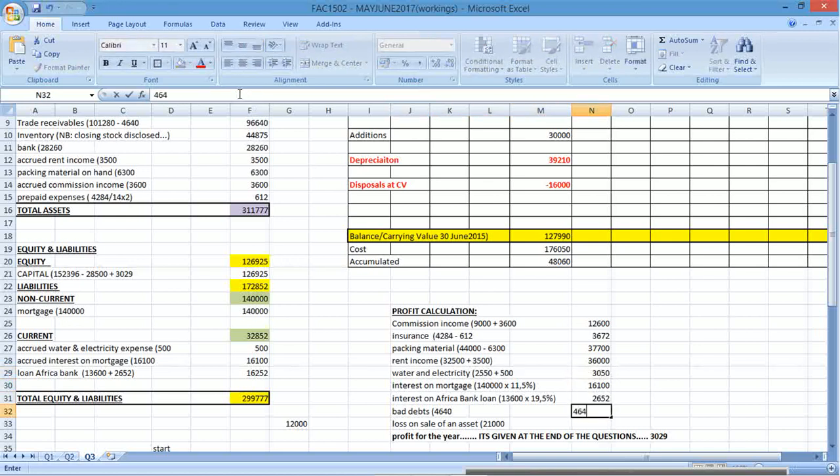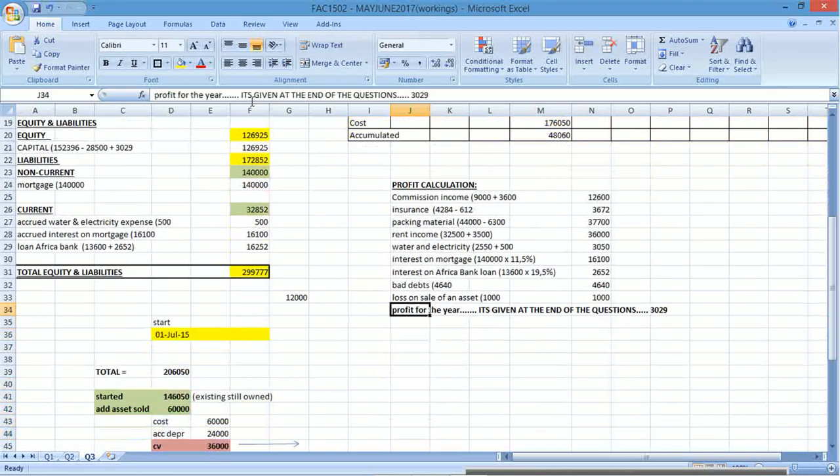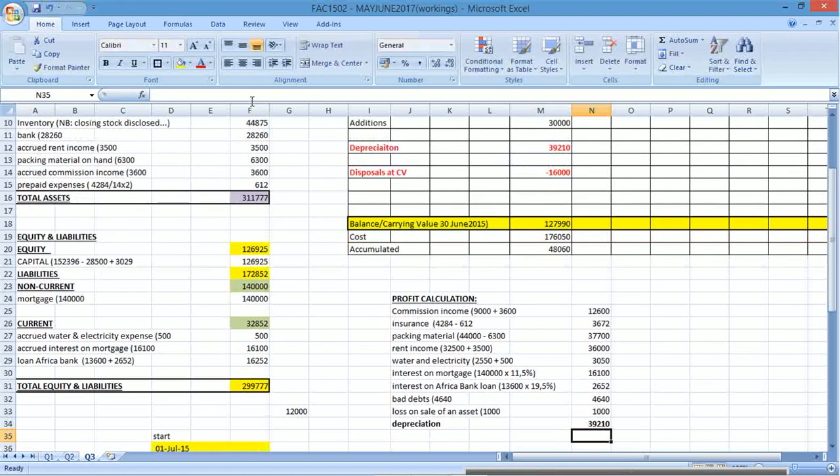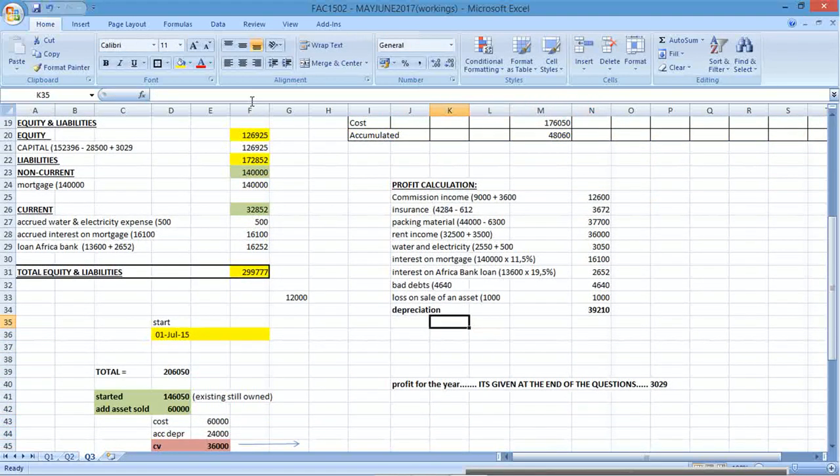Bad debts was 4640. The loss on sale, that was only 1,000. Okay, so that needs to go. And this is what the question gave. I just want to see what I get, and then we check the balances. Depreciation here was equal to the depreciation there, and the loss on sale. Okay, so if I sum up all of this, equals, not sum up actually, total up.